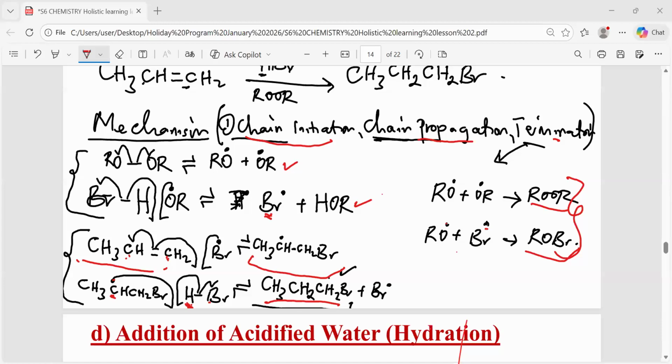Excuse me, sir. Yes, please. Does it mean that we use 2 moles of hydrogen bromide? Because 2 in step 4, yeah. Because here on step 4, I'm seeing another hydrogen bromide. Or another hydrogen bromide, the one which is reacting with this.